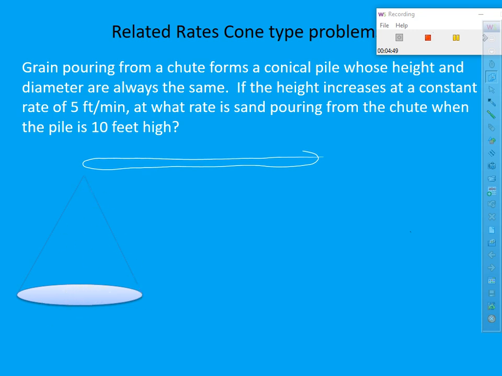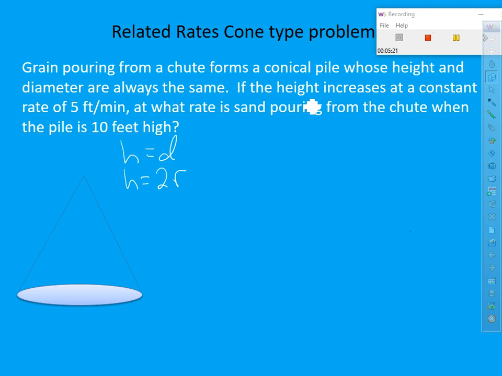That's where this example comes from. But, so here goes. It says grain poured from a chute forms a conical pile whose height and diameter are always the same. So one thing that I know, my height is equal to my diameter, and since the diameter is 2 radii, I know my height can also be equal to twice my radius. So there's one thing so far.